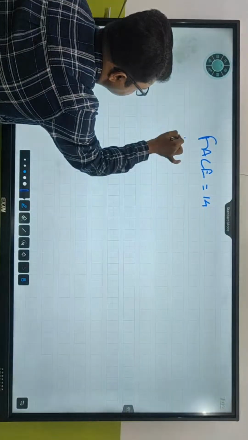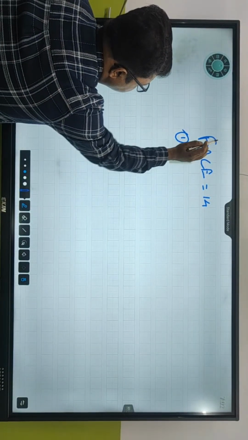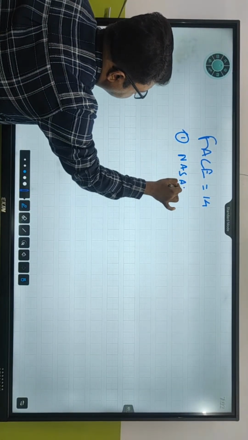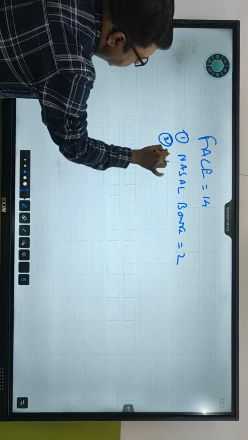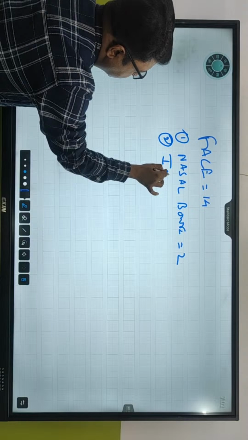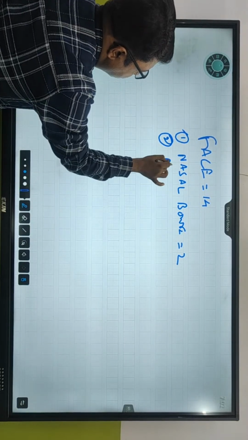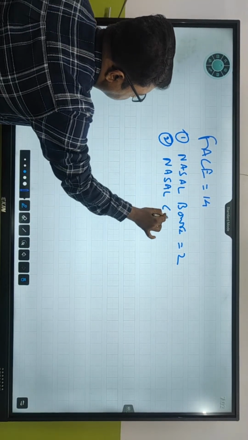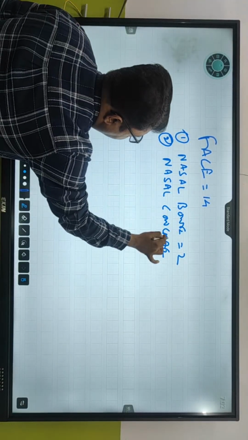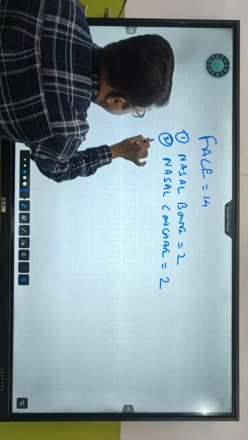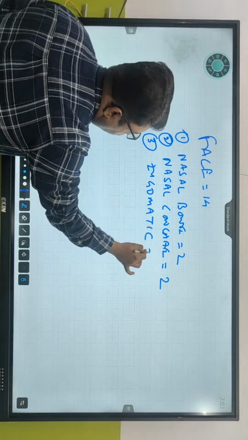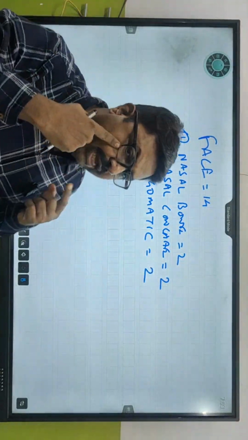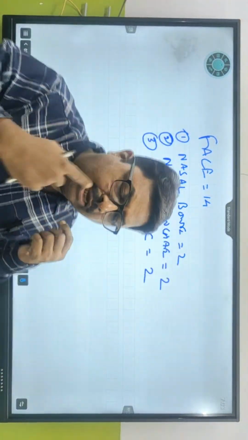14 bones. Number 1, nasal bones. How many of them? 2 bones are there, nasal bones. And then inferior nasal concha. 2 bones are there in nasal concha. Then we have got zygomatic bone, which is called as beauty bone. These 2 bones are zygomatic bone. 2 of them.